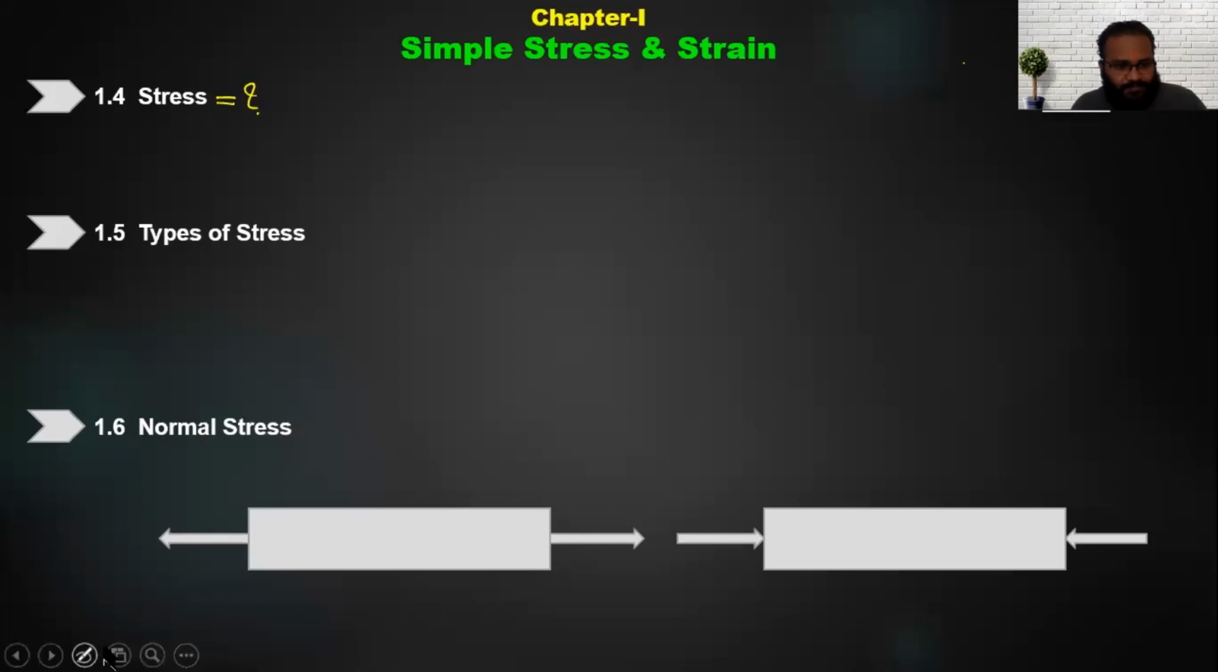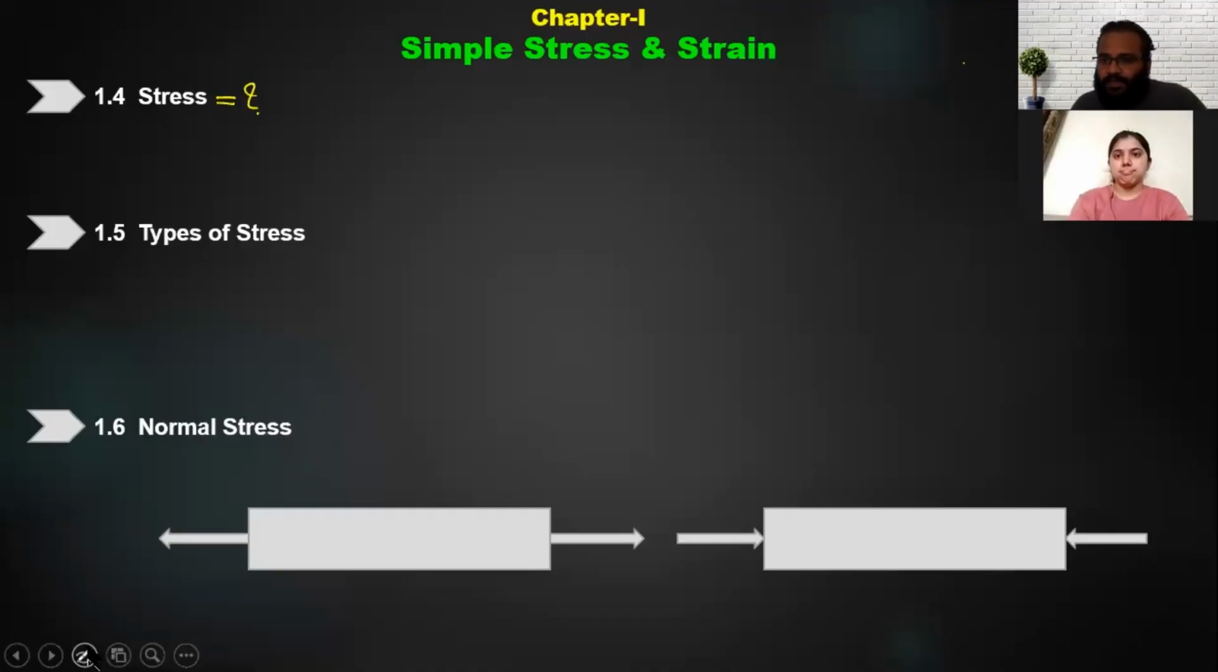Force upon area. Internal resistance to external force. Very good. Two of them have answered very well. One is saying the mathematical formula to calculate, the other is just describing what is internal resistance. Okay, very good.